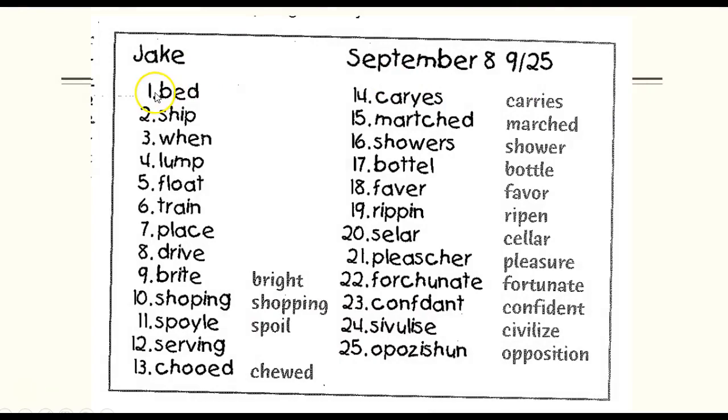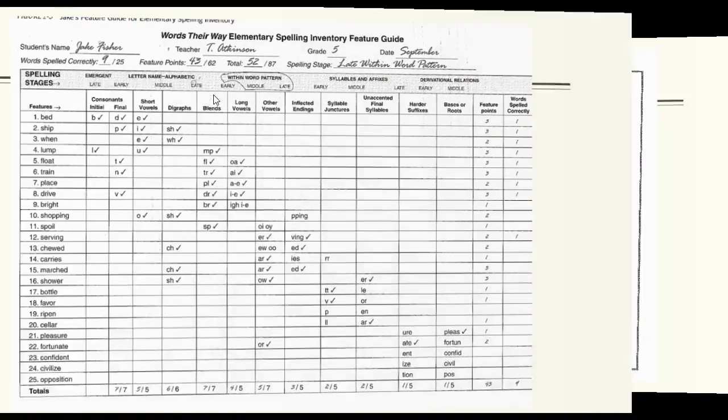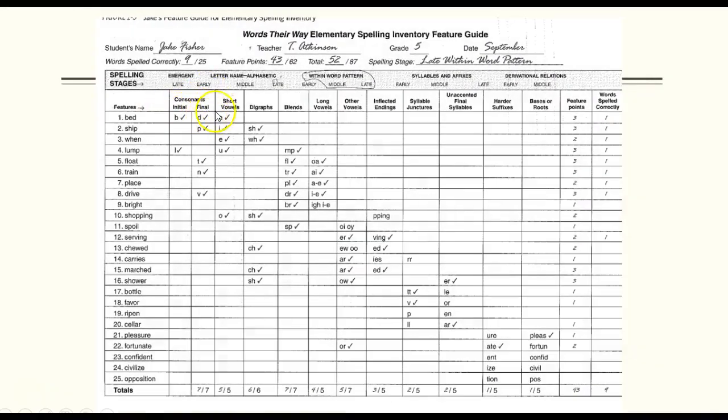In the first word, he has all the sounds, all the features. So you're checking off every feature that he has correctly within these words. So it looks like he had all of the consonant sounds, 7 out of 7, all of the short vowels, 5 out of 5, all of the digraphs, 6 out of 6, and all of the blends, 7 out of 7. So he did really well in those features.